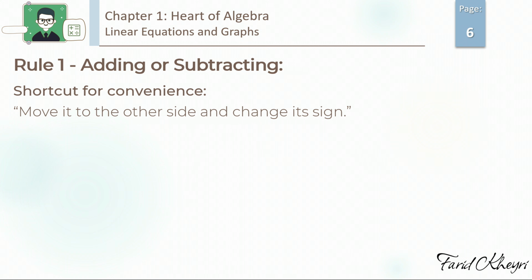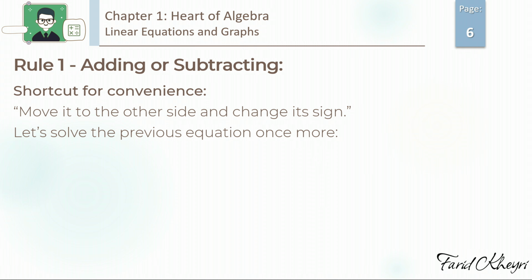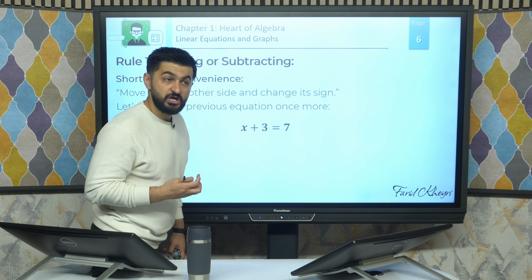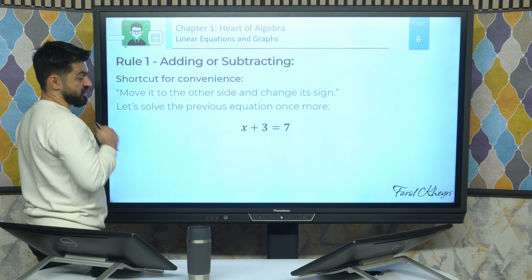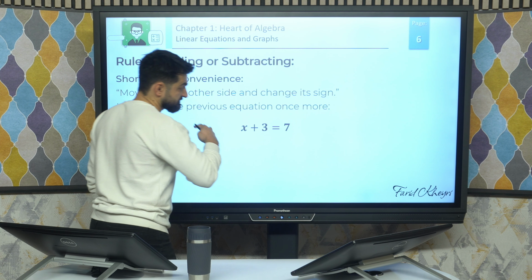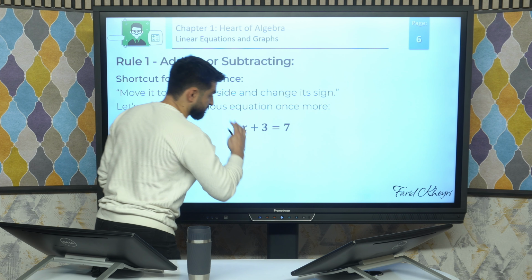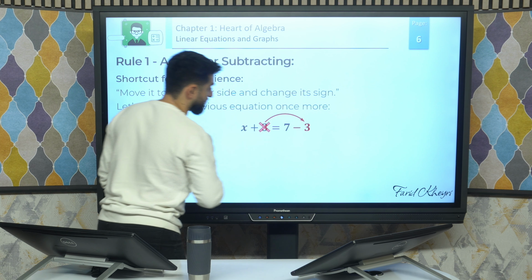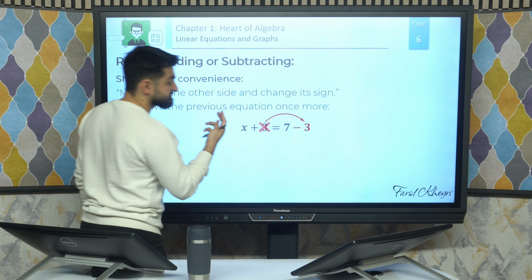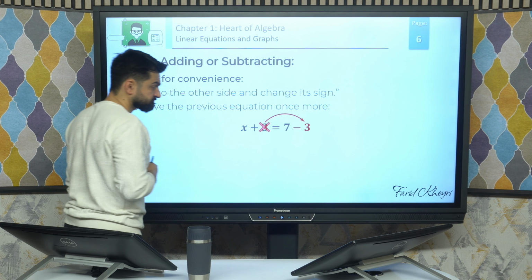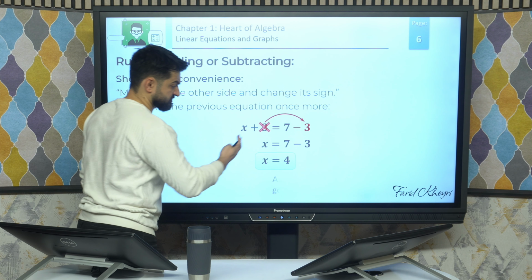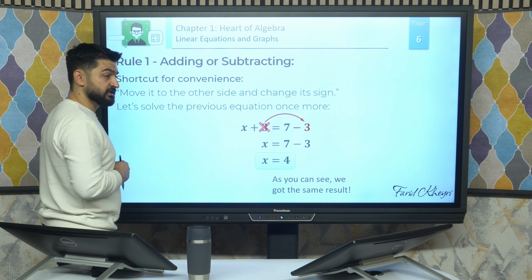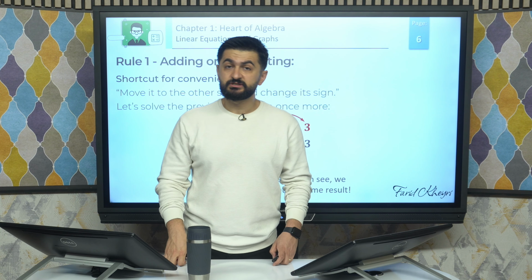Okay, so the shortcut for convenience can be something like this. If you move anything to the other side, you can change its sign. For example, let's take a look at the previous equation. x plus 3 is 7. If you move 3 to the other side, it will change its sign to minus 3 and it gives us x is 4. As you can see, the same result is concluded.